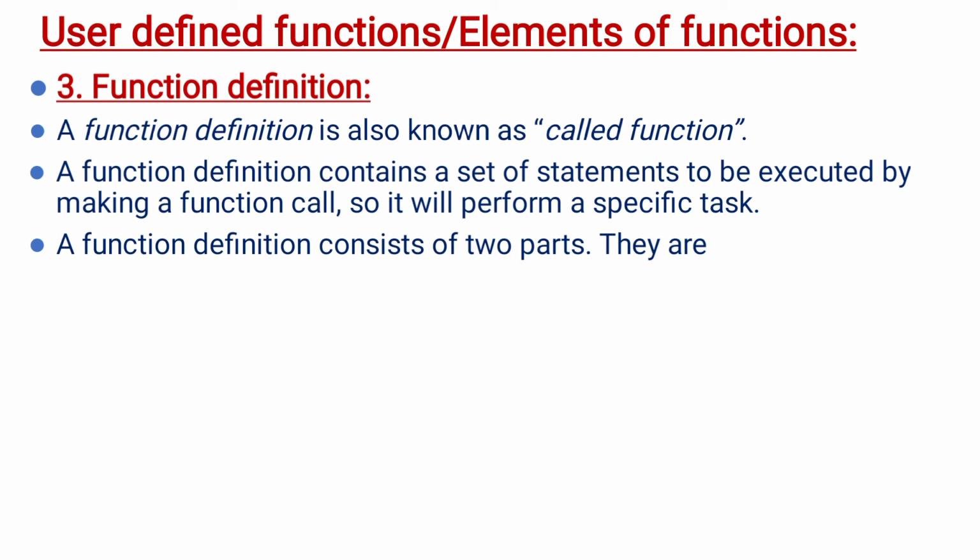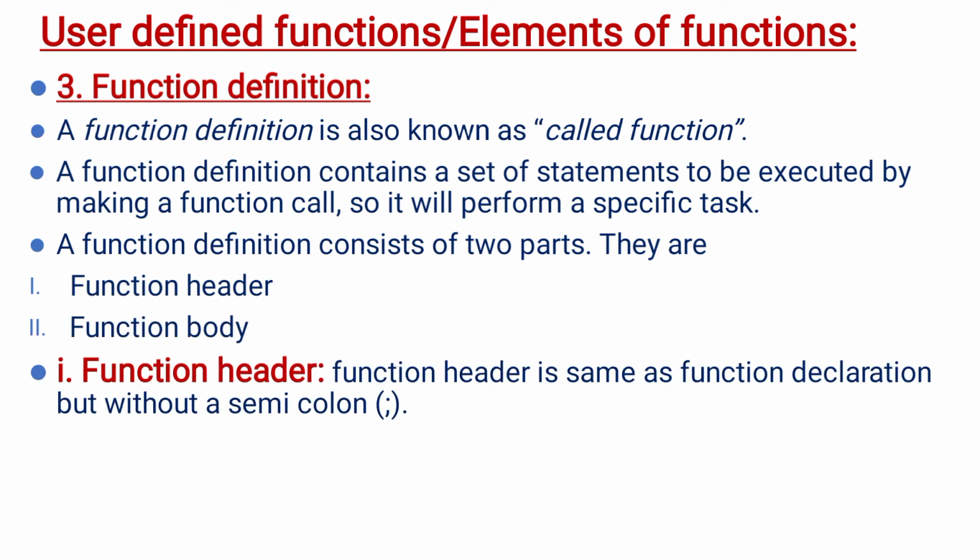A function definition consists of two parts: function header and function body. The function header is the same as the function declaration but without a semicolon. We have already discussed that the function definition and the function declaration should match. But at the end of the function declaration, a semicolon should be there, and at the end of the function definition header, the semicolon will not be there.